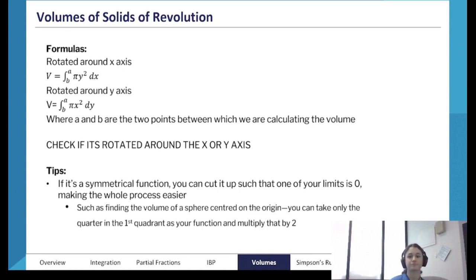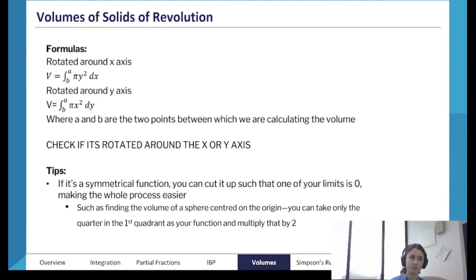Okay, let's get on to an application of the complex integration that we've been doing. And this is volumes of solids of revolution. So what we've been doing in methods is finding the area underneath a curve or the area in between two curves, right?